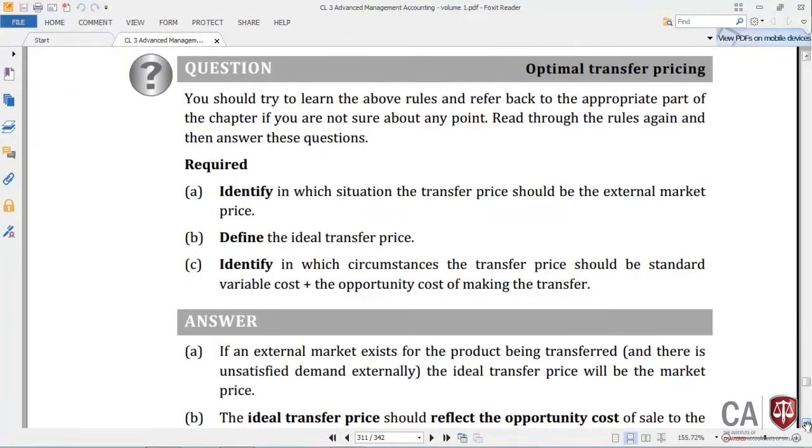Moving into the computer screen, again I will take a question from the study text. You can see the question on the screen, read the question. It's basically asking about the theories, but this is very important to apply transfer pricing techniques in real world scenarios. You should try to learn the above rules and refer back to the appropriate part of the chapter if you are not sure about any point. Read through the rules again and the answer, then answer these questions. This means you have many techniques in transfer pricing in your study text. Read it and answer this question. Question A, identify in which situation transfer price should be the external market price. Let's move into the whiteboard.